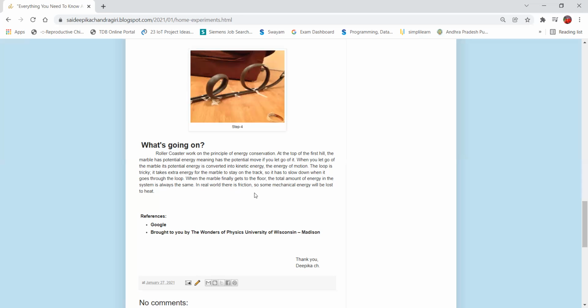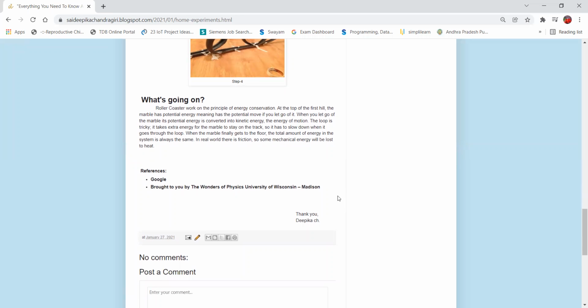In the real world, there is friction. We already know that friction opposes the motion of a body, trying to stop the motion of that particular body. So some mechanical energy will be lost to heat. So here some heat will also be produced in the case of a real roller coaster.